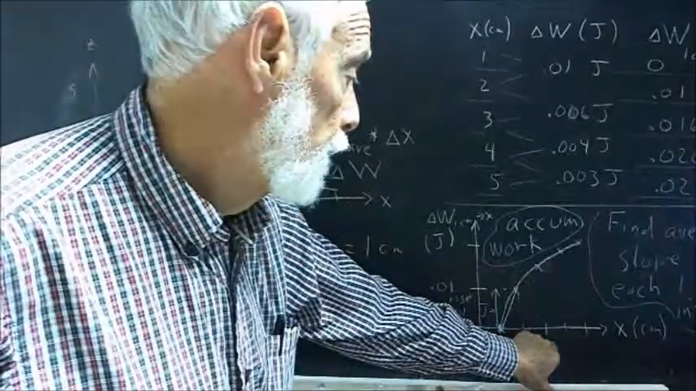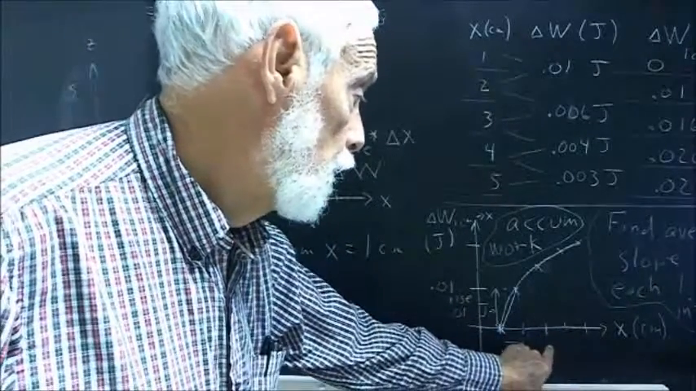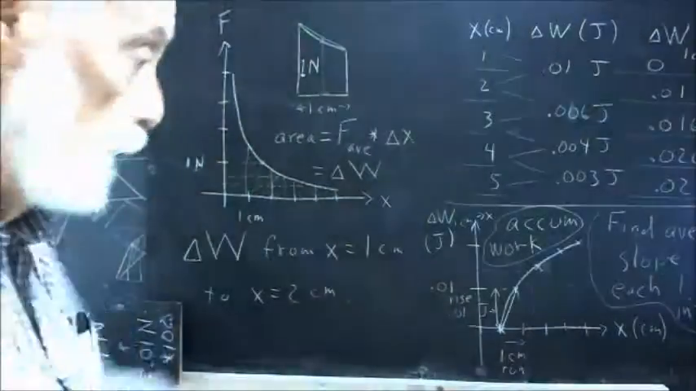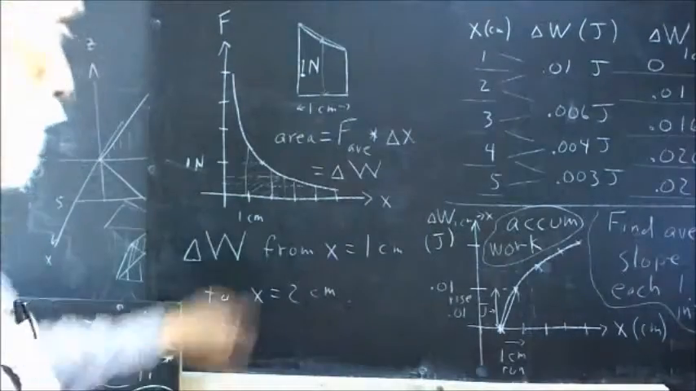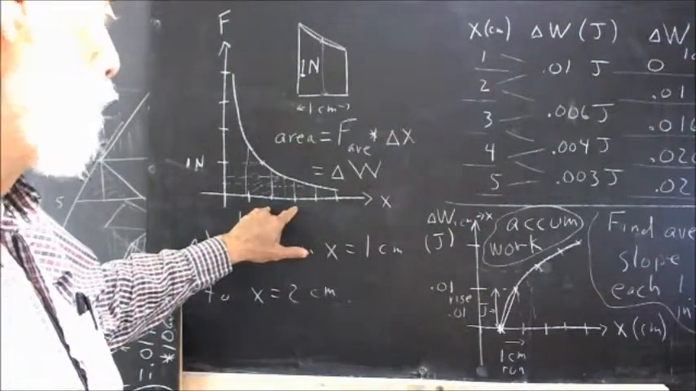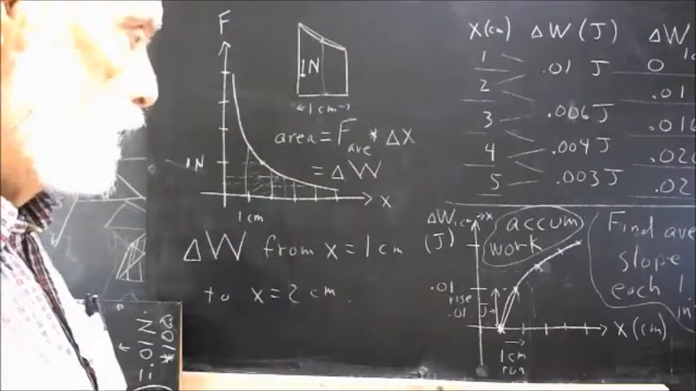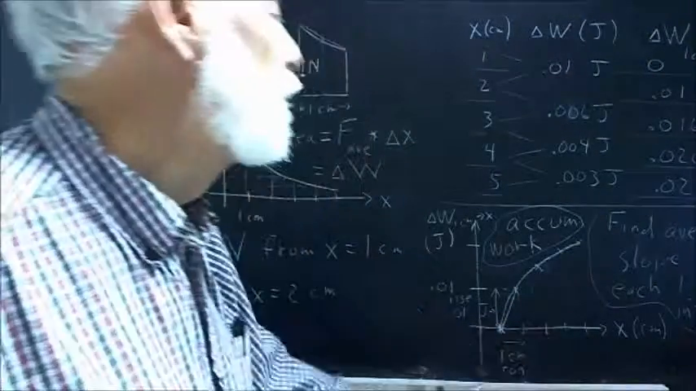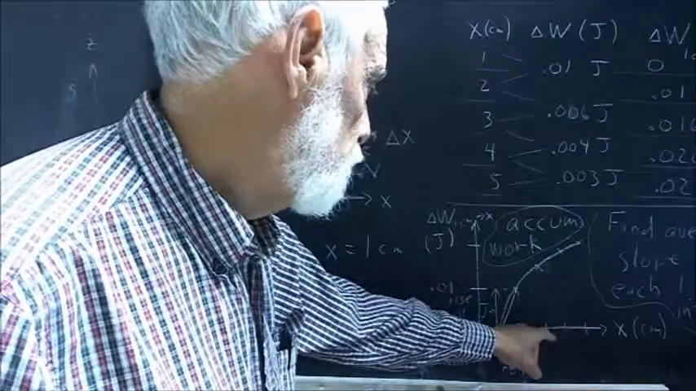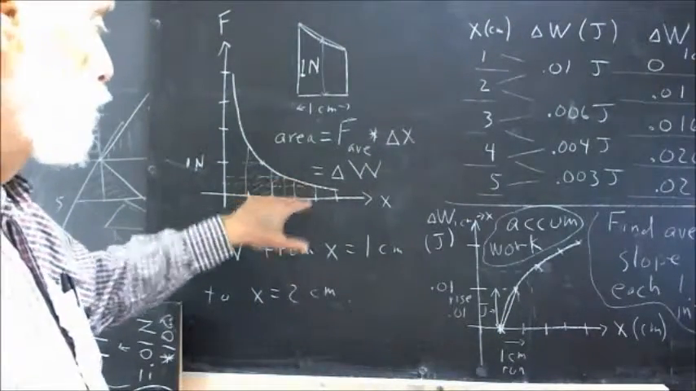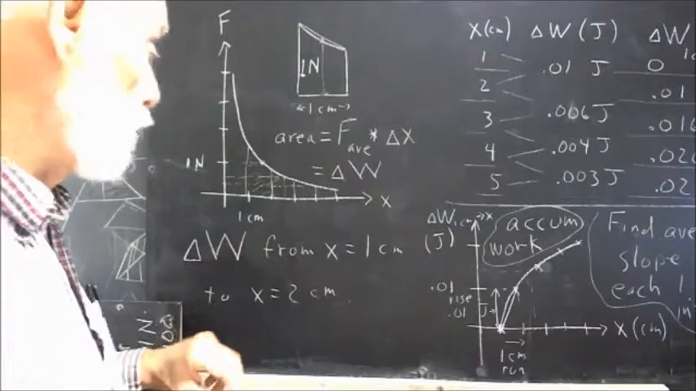The slope of this graph for the second 1 centimeter interval from 2 centimeters to 3 centimeters is equal to the average force from 2 centimeters to 3 centimeters as indicated by this graph. And similarly for the other two intervals. In each interval, the slope of this graph is equal to the average force for the same interval on this graph.